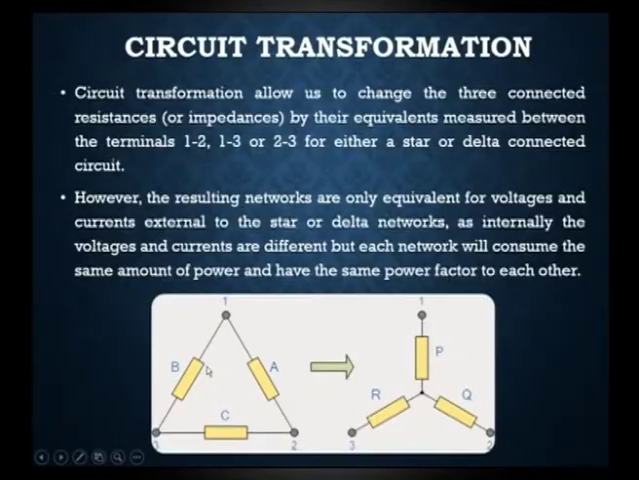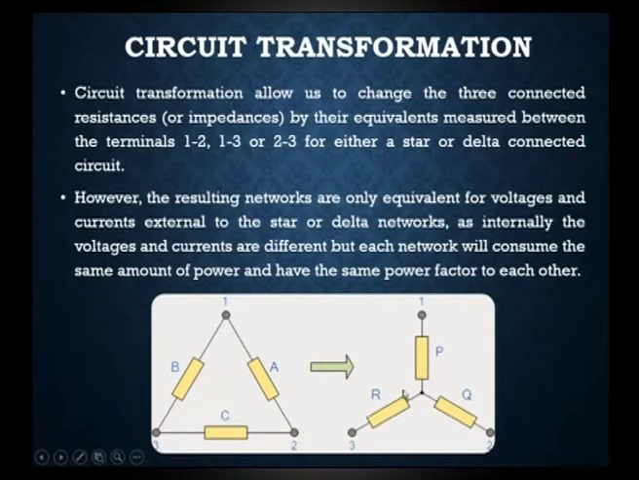Circuit transformation means we need to transform the circuit from one form to another. That is, if the circuit exists in delta form, we can convert that circuit into star form. We can observe this with the help of a picture. A circuit in delta form has elements A, B and C and terminals 1, 2 and 3, which can be converted into a star with the same three terminals 1, 2, 3, and different elements, that is P, Q and R.